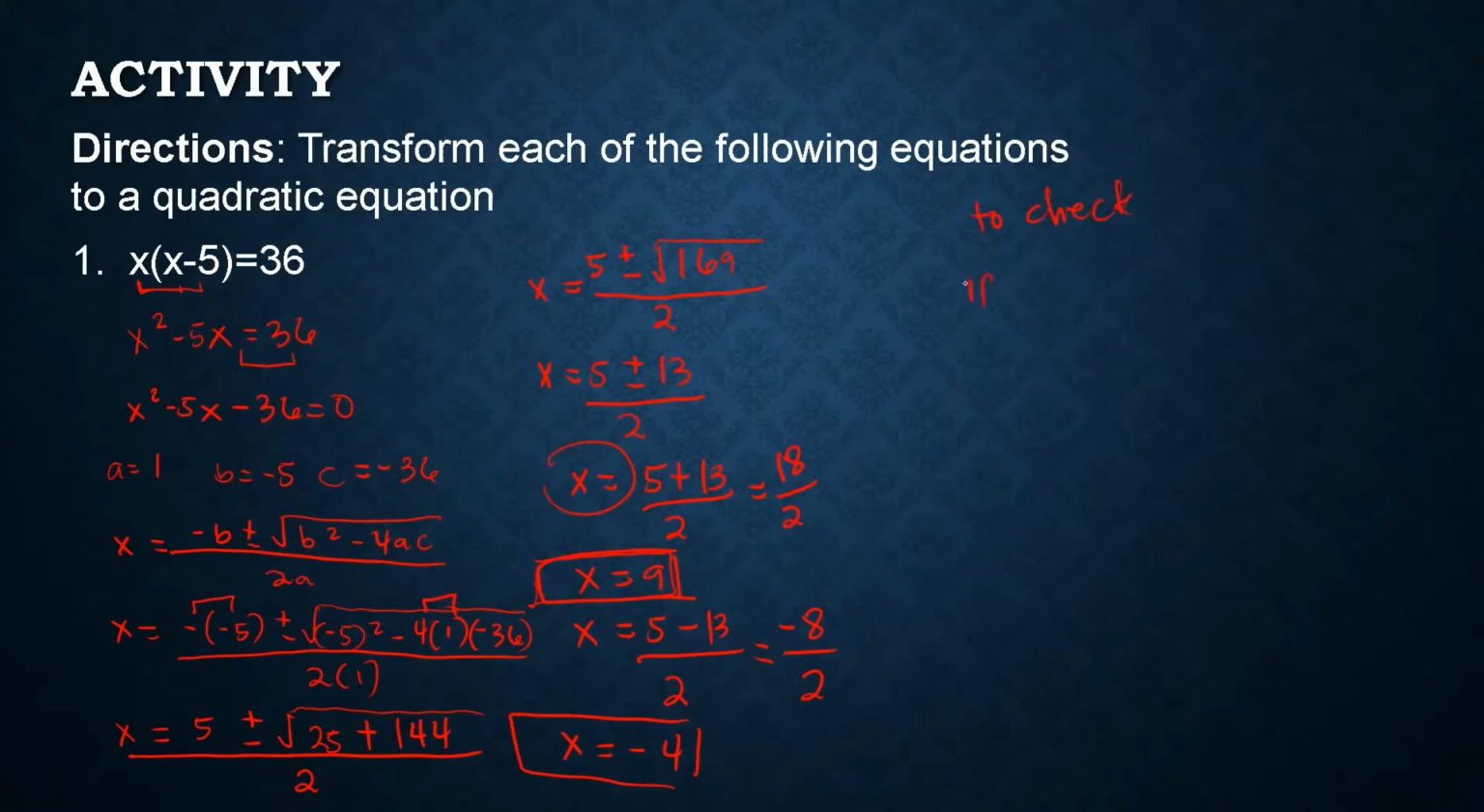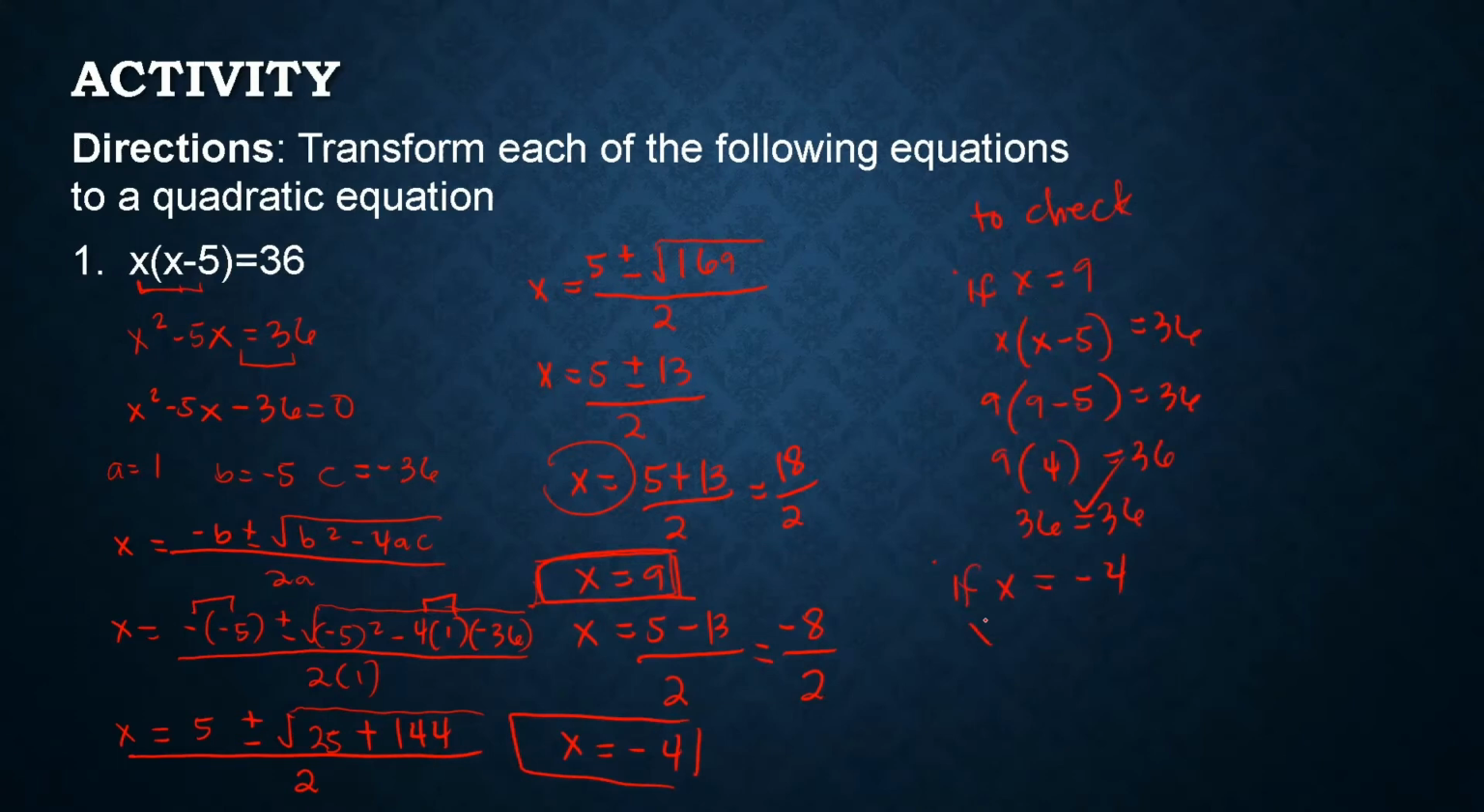To check, if x is equal to 9, then x times the quantity of x minus 5 is equal to 36. So x is 9 times the quantity of 9 minus 5 is equal to 36. So 9 minus 5 is equal to positive 4, and it should equal 36. So 9 times 4 is 36, then equal to 36. Therefore, it is correct.